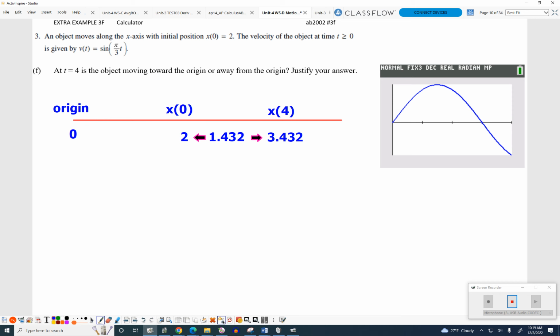Okay. It says that at time equal 4 is the object moving toward the origin or away from the origin. Justify your answer. This is very similar to Ethan's comment about positives and negatives. The big concept here is this. You have a particle that's moving along some path, like you see here. Let's ignore the numbers there for a minute just to talk in more simple terms. So let's get rid of those.